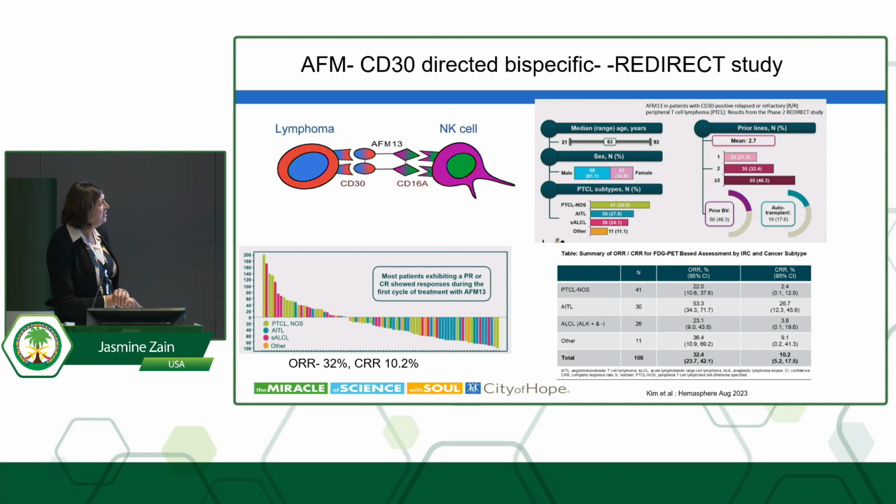AFM13 is a CD30-directed bispecific that engages NK cells. And this was the REDIRECT study. The study has been completed. It had an overall response rate of about 32% with a CR rate of 10%. It was conducted both in PTCL and CTCL.